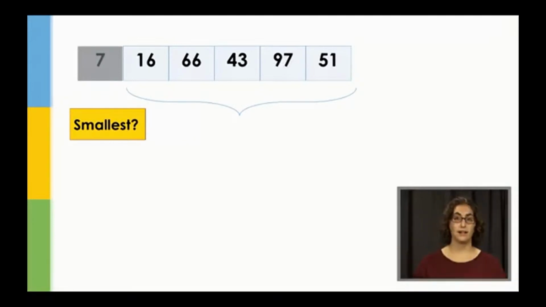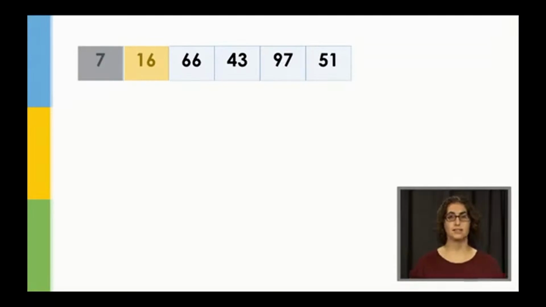Okay, and so we have now 5 elements to consider, 1 less than before, and we're looking for the smallest element, and oh my goodness, we're lucky again. 16 is the smallest. It's already at the beginning. We don't need to do anything. Leave it in place. Okay, our problem is reduced further yet.